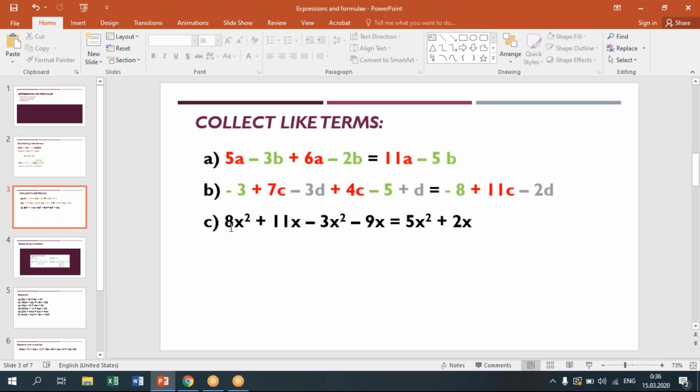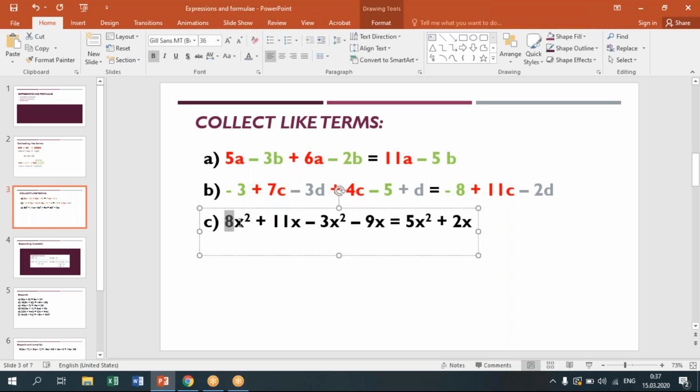Example C. Here we have some powers. The main thing here, again guys, if you want to collect terms with powers, you don't need to add the powers or increase the power. It was x squared till the end, it will be x squared, because there is addition and subtraction, not multiplication and division. That's why here we have common 8x squared and negative 3x squared.